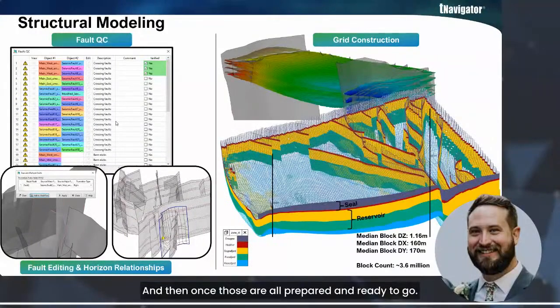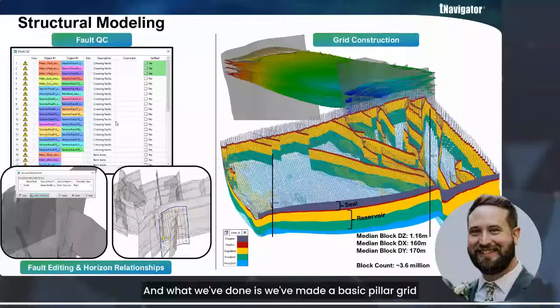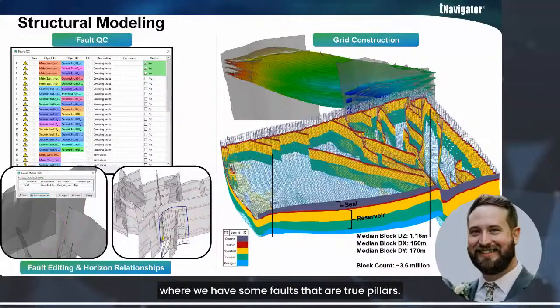And then once those are all prepared and ready to go, so let's say we've got our faults edited, we set up our horizon relationships to see the displacement we want on our faults, we can move into the grid construction phase. So if we look at that, in this case, what we did is we used points from horizons, so that's from seismic interpretation. We used the well tops, and we used the faults to generate this grid. And what we've done is we've made a basic pillar grid where we have some faults that are true pillars, those are called structural faults in T-Navigator, and some faults are stair step just to deal with higher complexity situations.